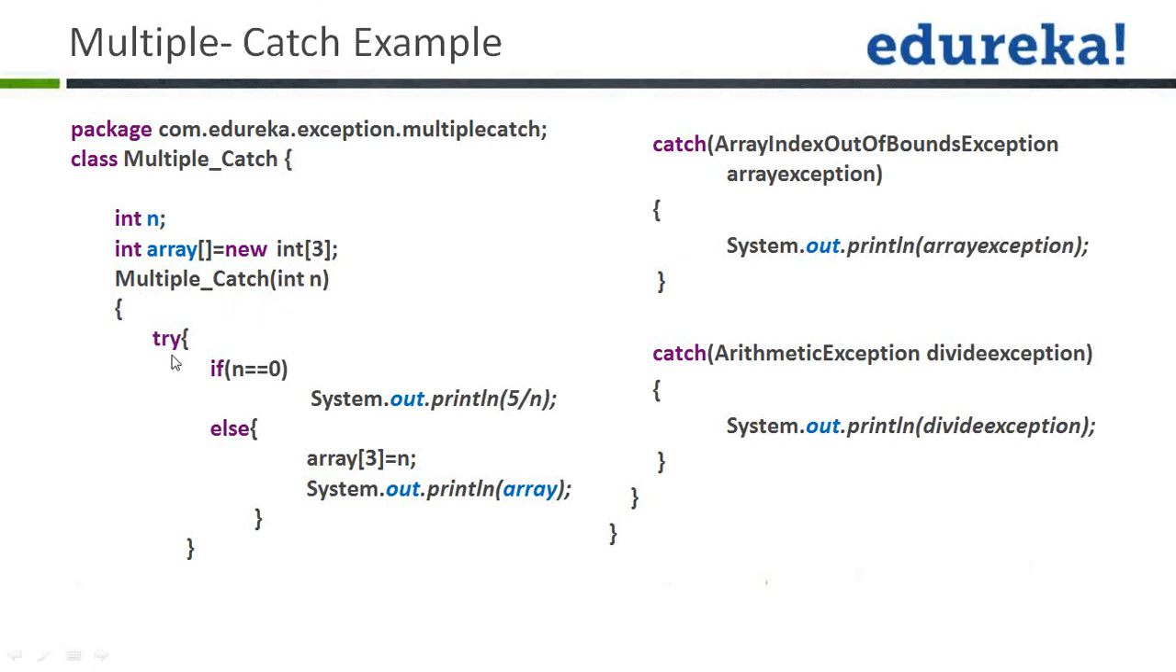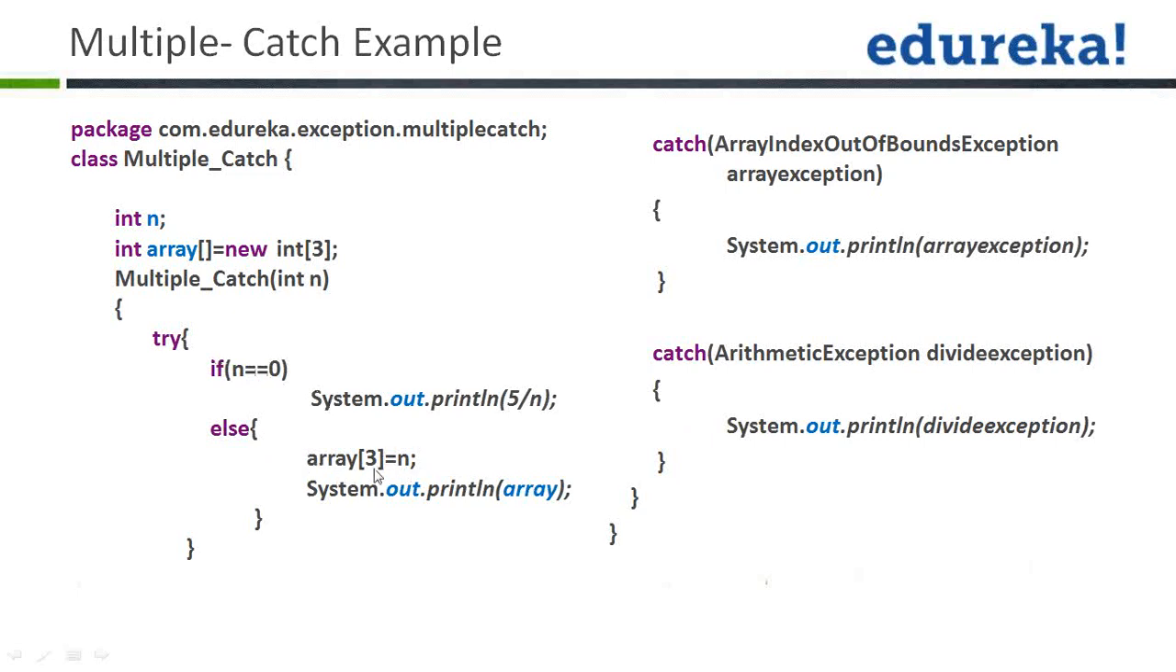Isn't it that you have got a try block? If n is equal to 0, so the value that you passed in the constructor, if it is equal to 0, it will come to system.out.println 5 divided by 0. It will give an exception and come to an arithmetic exception, divide exception, right? So that will be an arithmetic exception. After that, if n is not equal to 0, it will come to the else block. In the else block, we have got array[3] equals n.